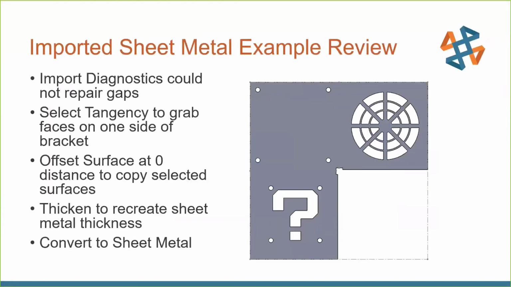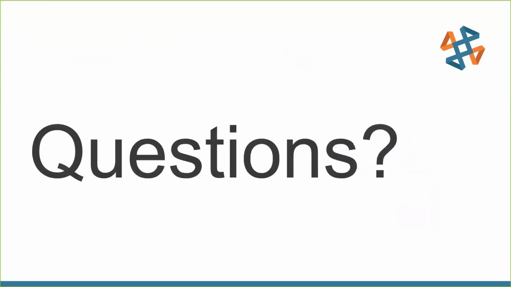So just to review, we made the assumption that import diagnostics could not repair our gaps. We used select tangency to grab all the faces of one side, and then copied those faces with a 0 distance offset surface. And then we thickened back to the sheet metal thickness and converted that to a sheet metal part so we could grab our flat pattern. And that's all I have for you guys. So if you have any questions, please let me or Chris know.